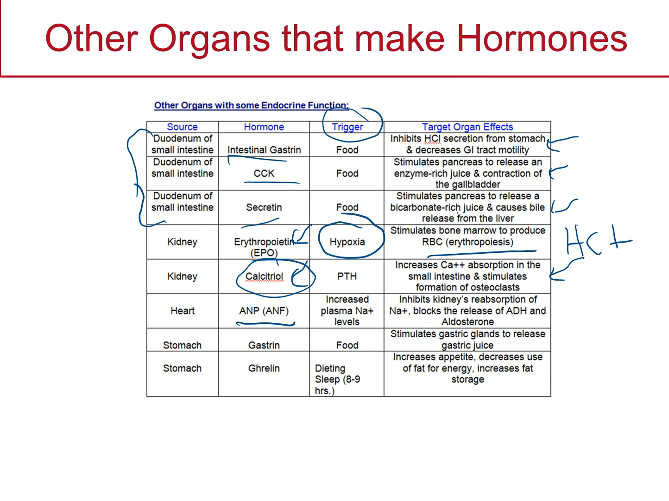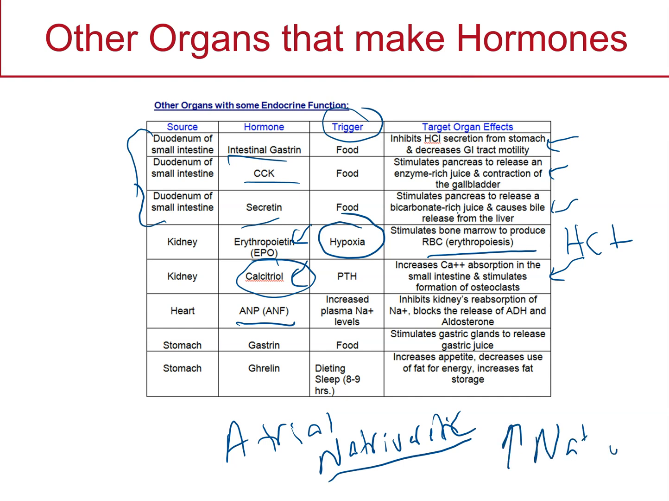The heart makes what's called ANP or ANF. The A stands for atrial, and the next word stands for natriuretic factor. So a natriuretic is like a diuretic. It increases sodium loss in your urine. And so what happens is you basically pee more water out. So there's more sodium in your urine and water tends to follow it. So it decreases your blood volume and it decreases your blood pressure. In fact, ANP or ANF is an antagonist to ADH and aldosterone. It has the opposite effect.